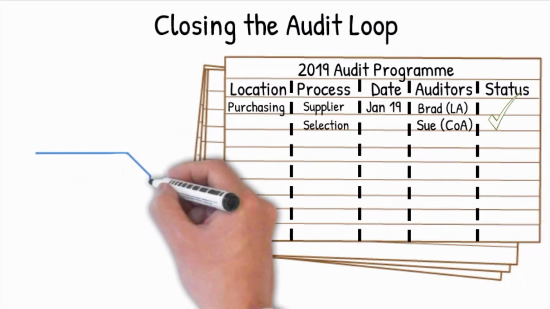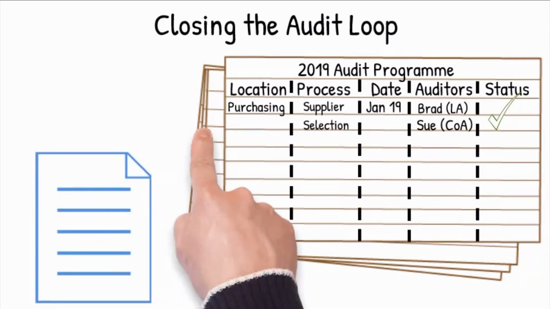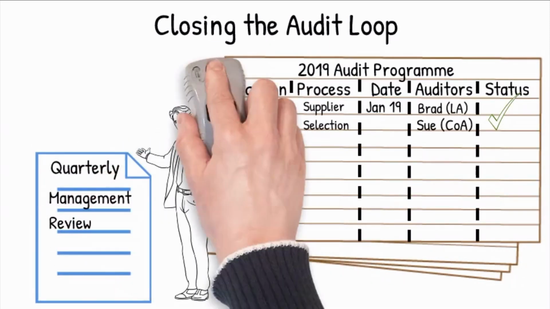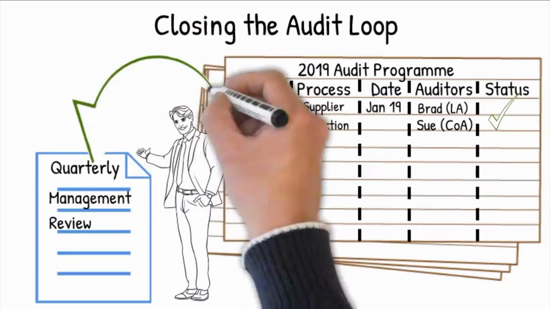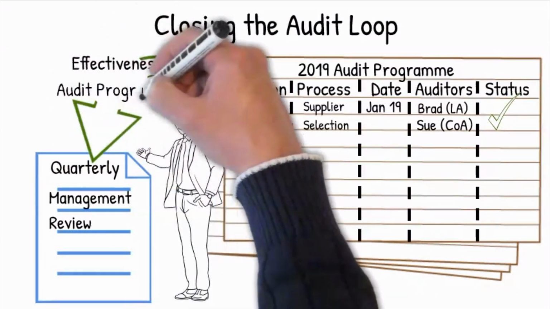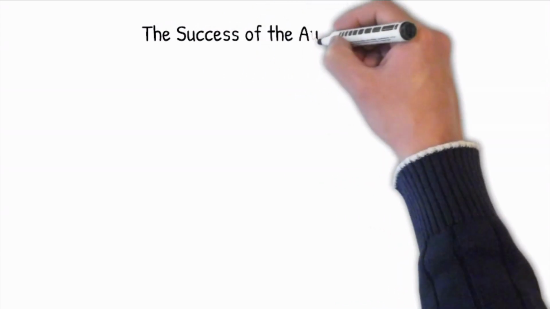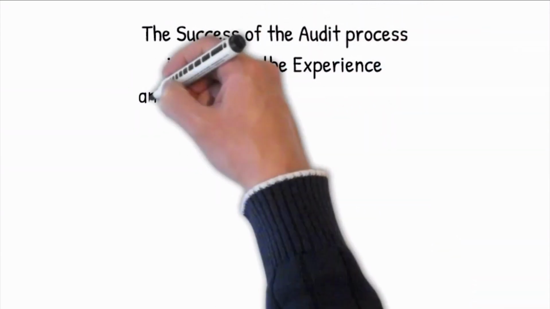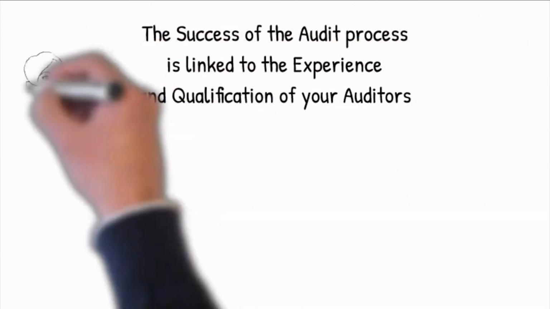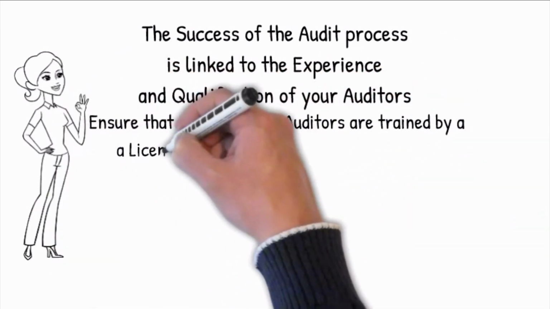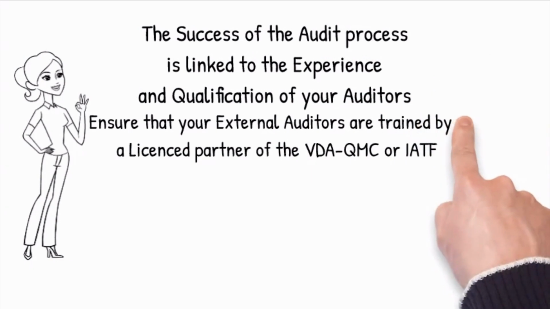The frequency of audits shall be reviewed and, where appropriate, adjusted based on occurrence of process changes and internal or external problems. The effectiveness of the audit program shall be reviewed and included in the management review process. The success of the audit process is linked to the experience and qualification of your auditors. Ensure that your external auditors are trained by a licensed partner of the VDA QMC or IATF.